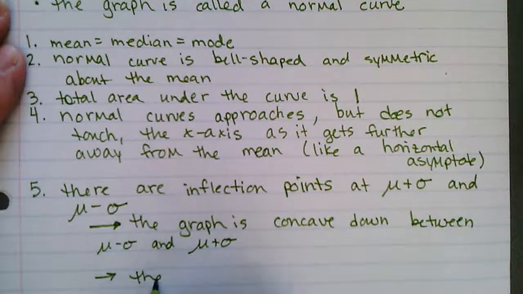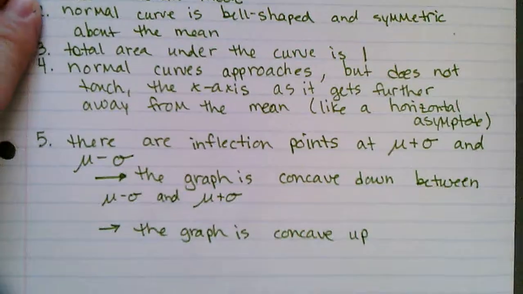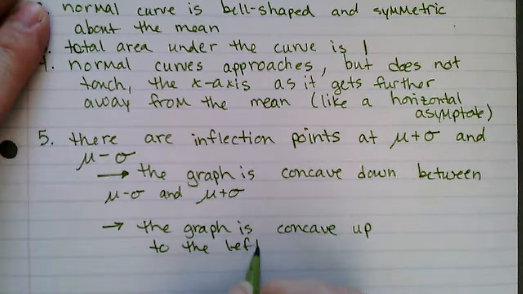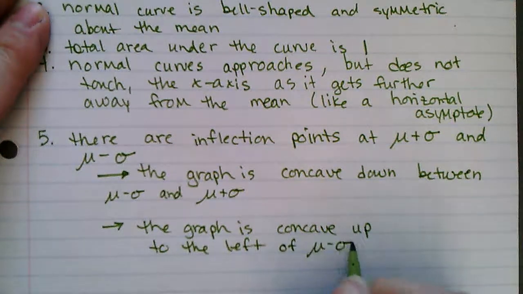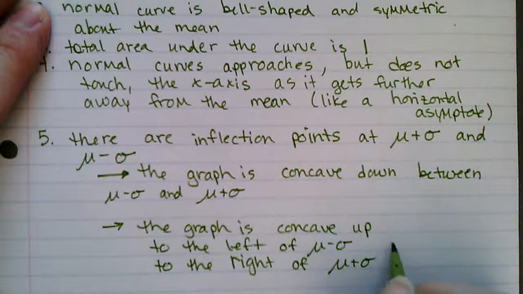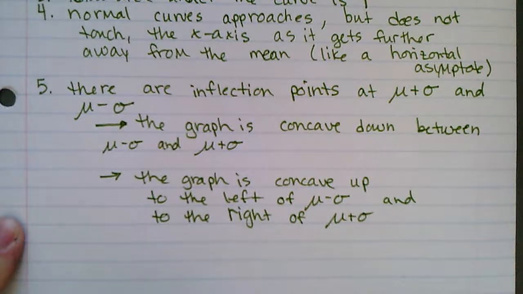And then the graph is concave up to the left of mu minus sigma and to the right of mu plus sigma. So what the graph looks like, a normal distribution.